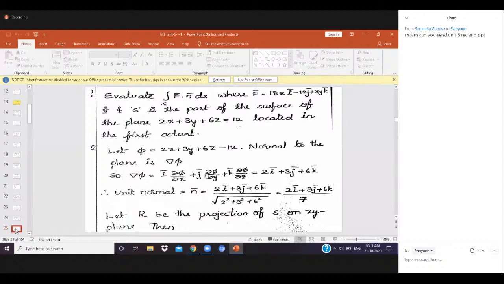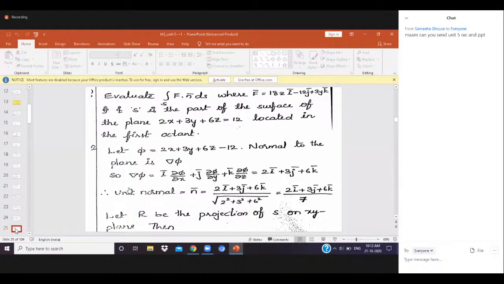The first problem: evaluate integral S f bar dot n bar dS, where f bar is given as 18z i bar minus 12j bar plus 3y k bar, and S is the part of the surface of the plane 2x plus 3y plus 6z equals 12, located in the first octant. Here we take phi equals 2x plus 3y plus 6z minus 12, and the normal to this plane is del phi.